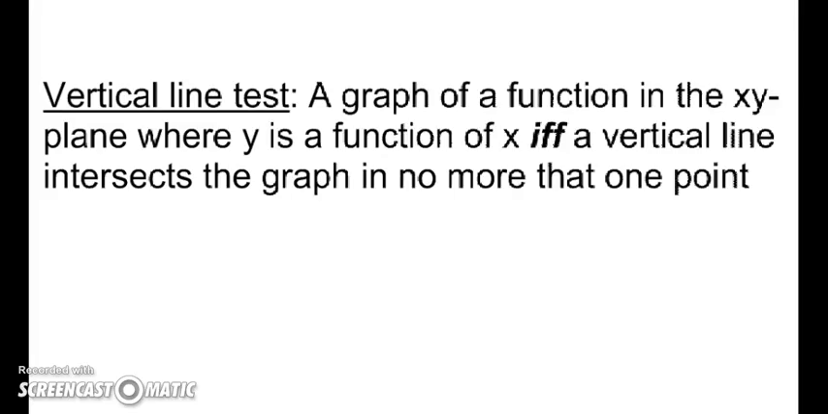That last example was a demonstration of the vertical line test that you remember from Algebra 2, I'm sure. It states that a graph in the xy plane is a graph of a function f if and only if a vertical line intersects the graph at no more than one point. So pass the vertical line through the graph, and if it intersects the graph at more than one point, it fails the vertical line test.